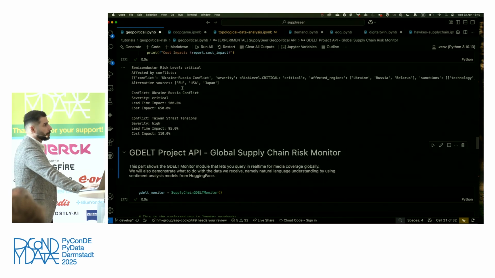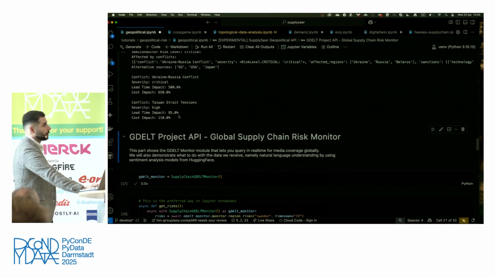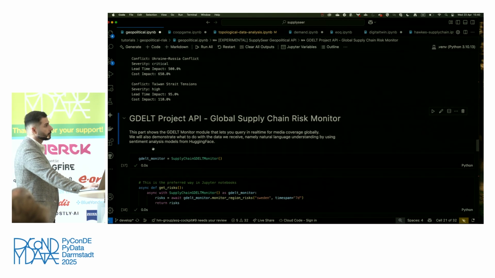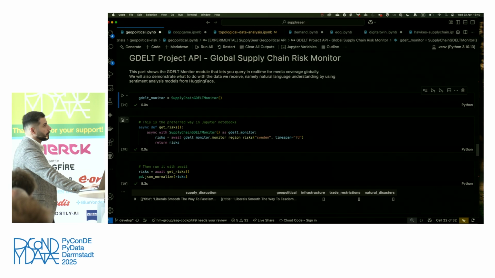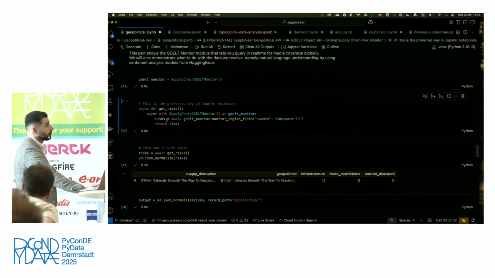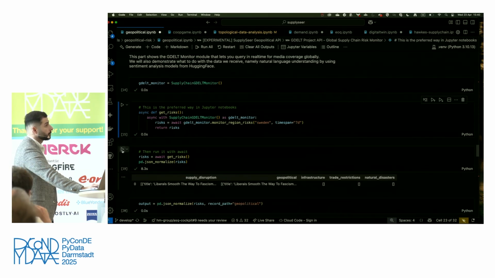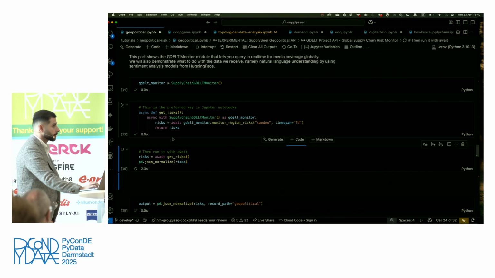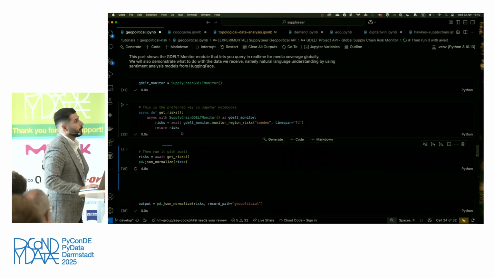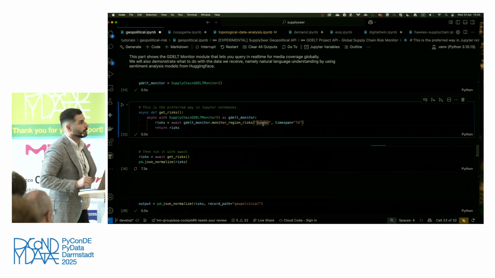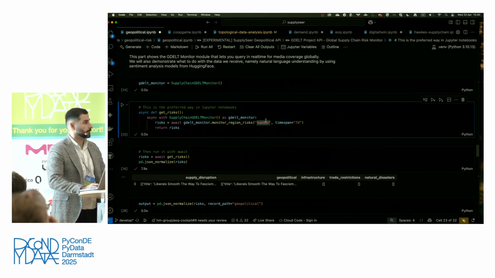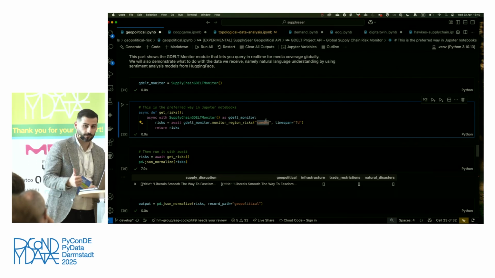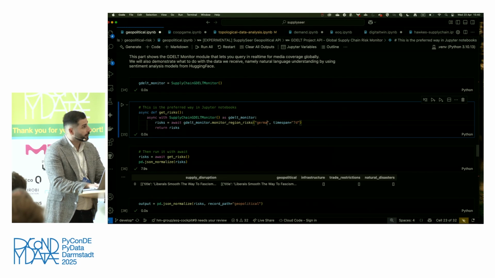But let's expand on that one. Let's say, okay, I know the cost impact, I know the lead time. I want to monitor something else. There's an API in the library, which connects to the GDELT. See if this works. What we're saying here is I want to monitor region risks, which is Sweden, the past 7 days. I don't know, say another country. Give me another country. Germany. Let's say Germany. The past 7 days.